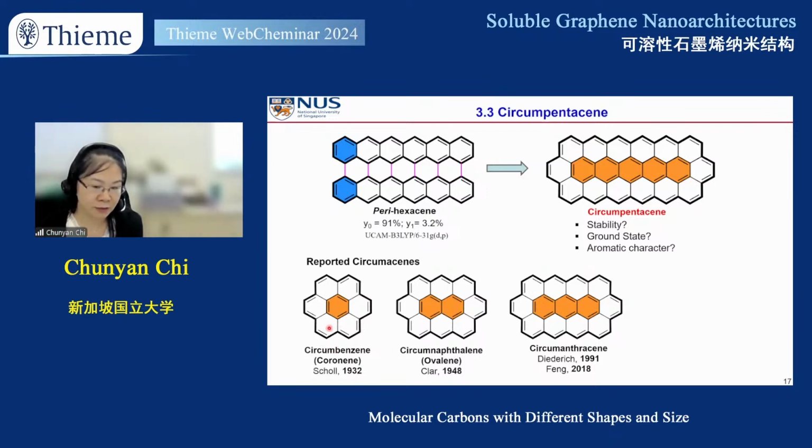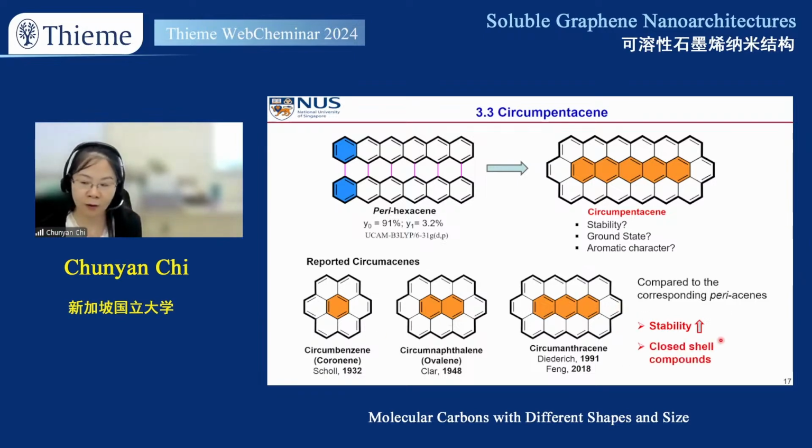The first one is the circumbenzene, also called coronene, reported by Scholl in 1932. The second one is circumnaphthalene, also called ovalene, reported by Clar in 1948. The third one is circumanthracene, reported by Diederich in 1991 and Feng in 2018. Compared to the corresponding periacenes, all of these circumacenes have improved stability, and they all are closed shell compounds.